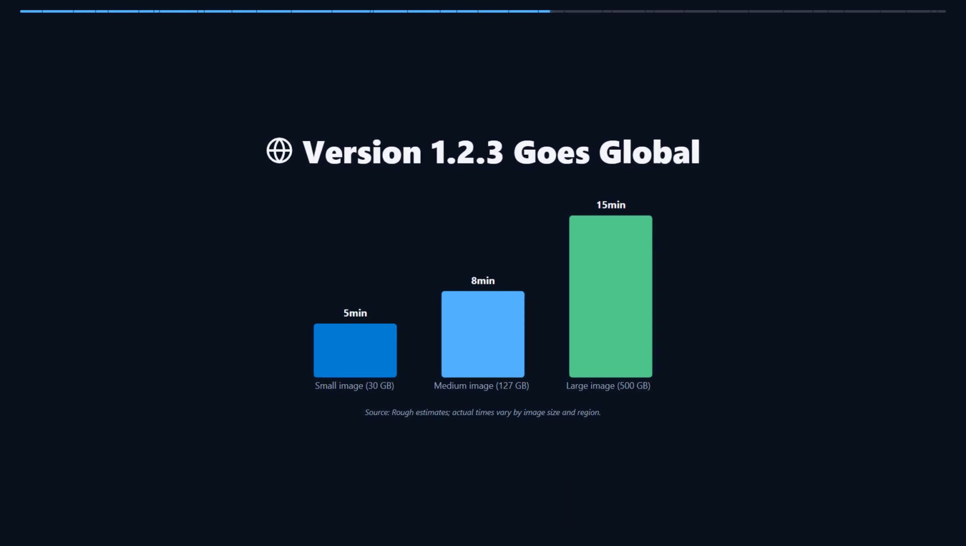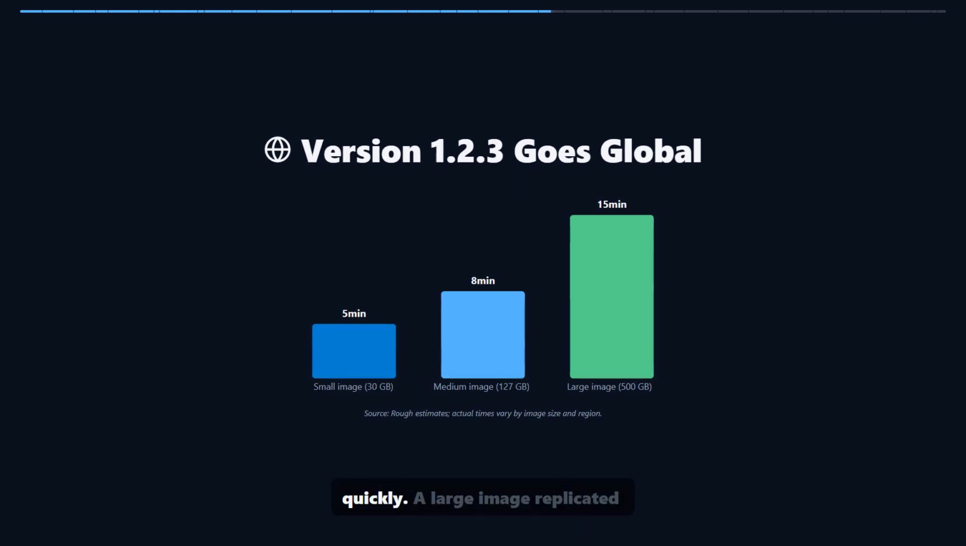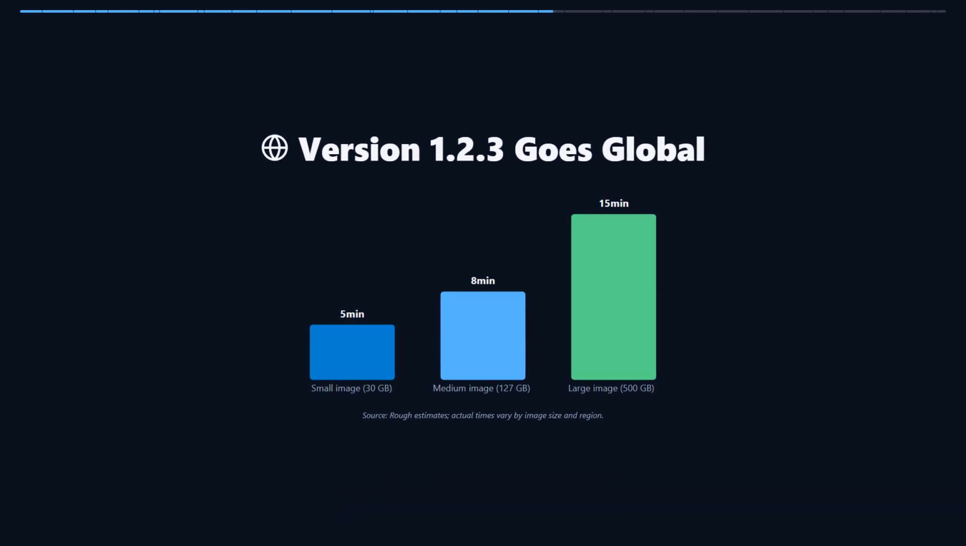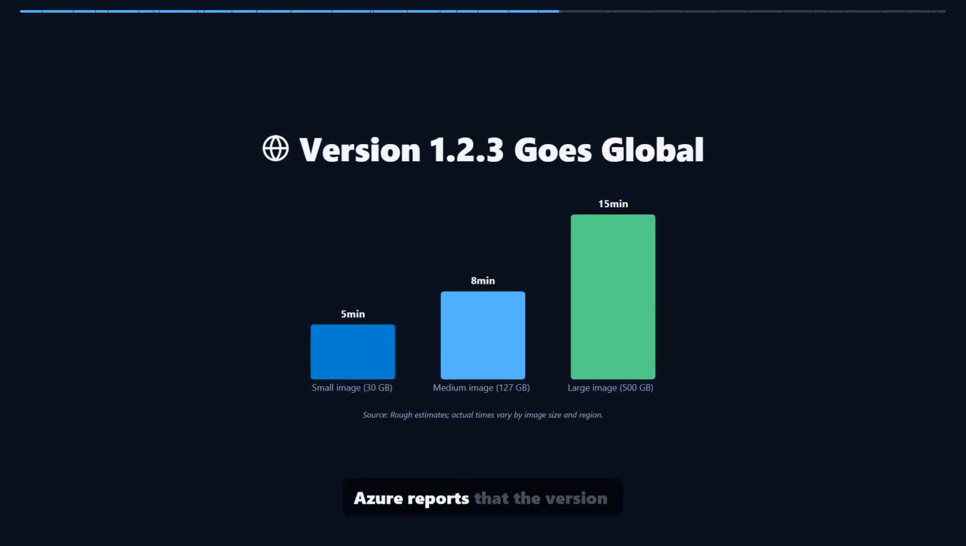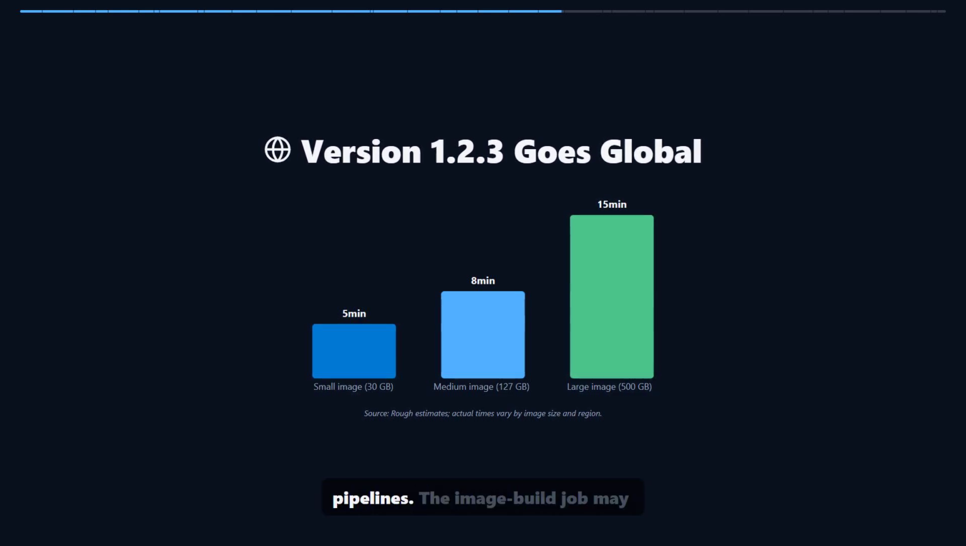A small image with a few targets may complete relatively quickly. A large image replicated broadly may take much longer. Do not promise that every global image will be ready in a few minutes. Instead, monitor the image version's regional replication status. Only permit deployments in a target region after Azure reports that the version has successfully replicated there. This is especially important in automated pipelines. The image build job may finish before every regional copy is ready for production use.